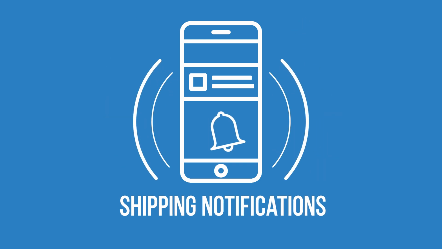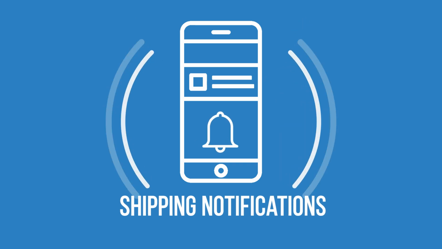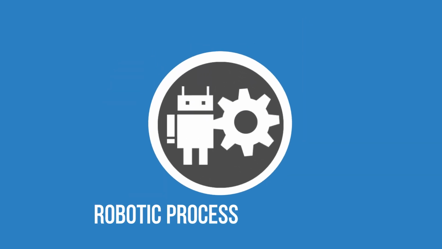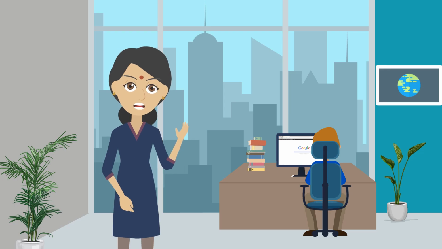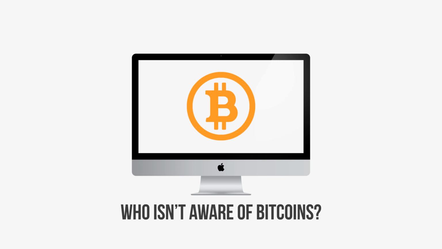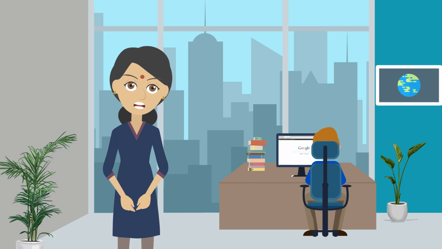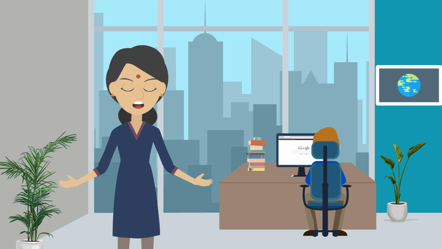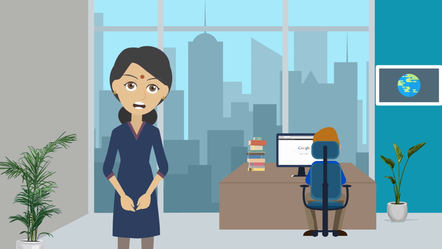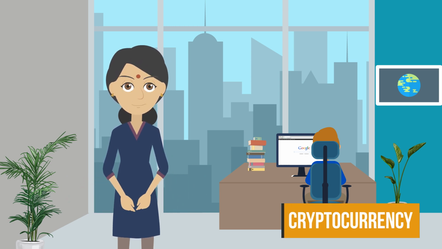Let's see another one. Do you also get shipping notifications when you buy a product? How does this happen? That's where robotic process automation plays its part. Who isn't aware of bitcoins? Hardly any. But how many people know how the exchange of bitcoins takes place? The concept of cryptocurrency runs behind it.